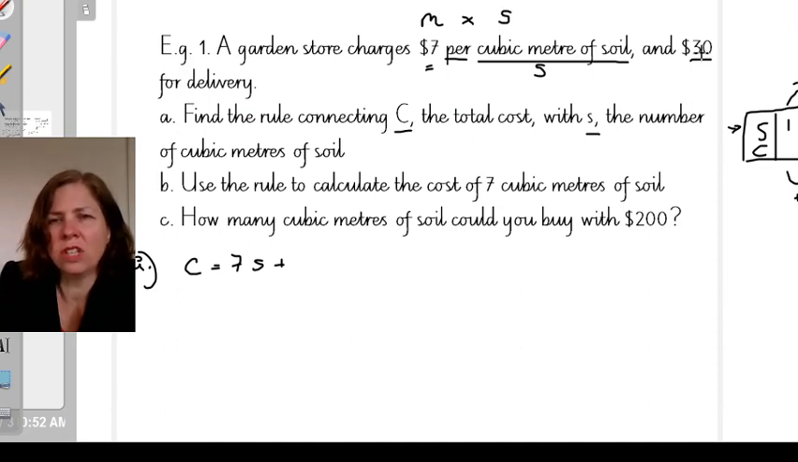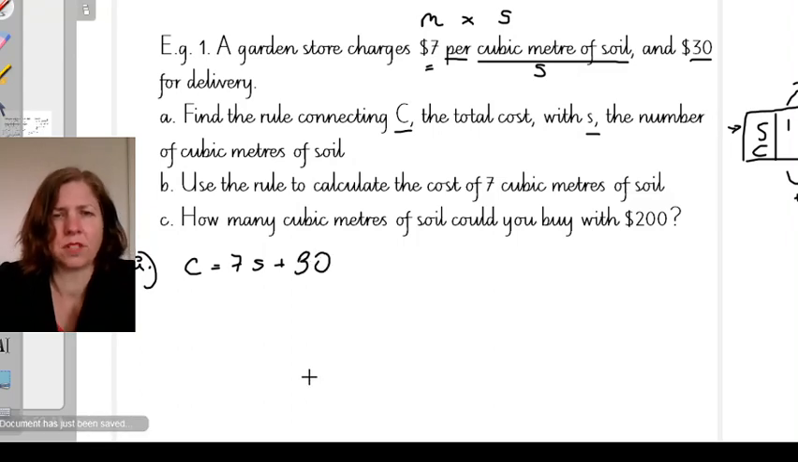So this $30 doesn't change with how many cubic meters of soil I buy. If I buy half a cubic meter of soil, I'm still paying $30. If I buy 20 cubic meters of soil, I'm still paying $30. So I add 30. Okay?